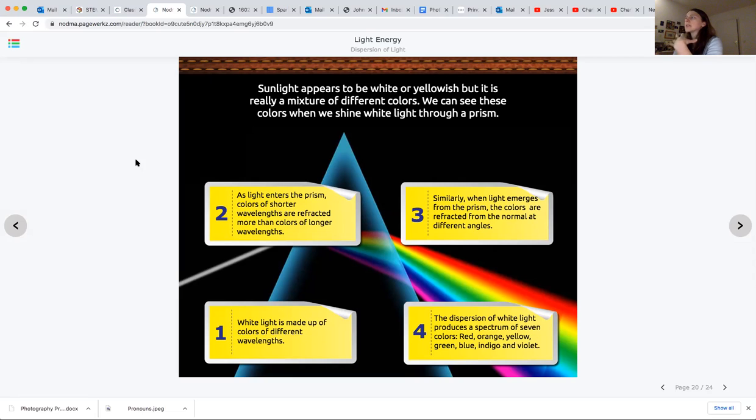And then it goes on to say, similarly, when light emerges from the prism, the colors are refracted from the normal at different angles. So again, it goes into the idea of refraction, whilst at the same time also talking about the different wavelengths of the color, of the light, sorry. And the dispersion of the white light produces a spectrum of 7 colors. So yeah, it goes into why they're colorful, why the white light is colorful, and why it disperses into those colors through those different wavelengths.